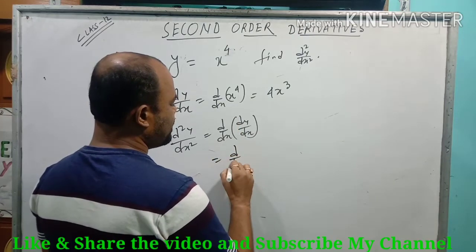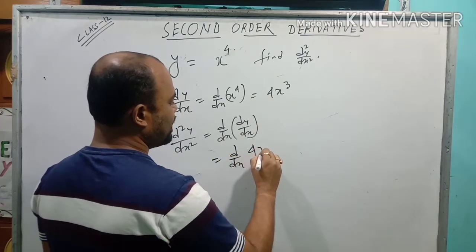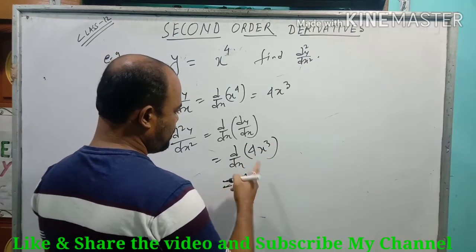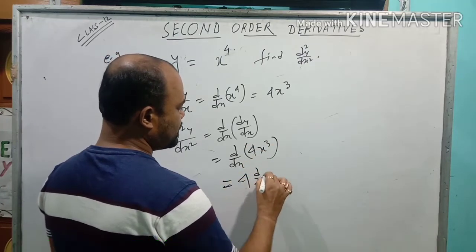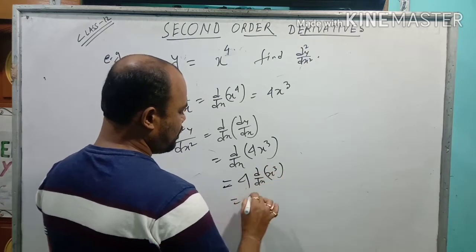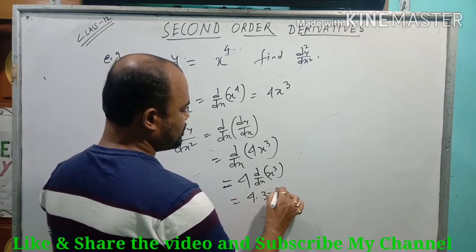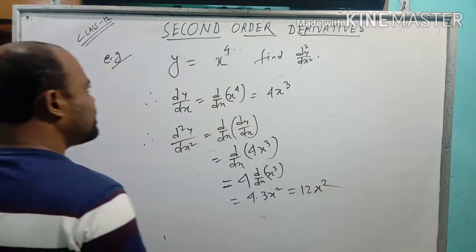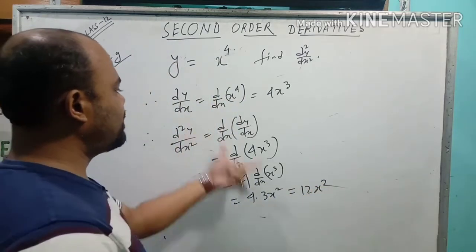So what is dy by dx? Already obtained, it is 4x cube. Now 4 is a constant, so 4 will come out of d/dx, into d/dx of x cube. Now what is d/dx of x cube? It is 3x square. So the final answer is 12x square. This one is very simple, just to explain the process.